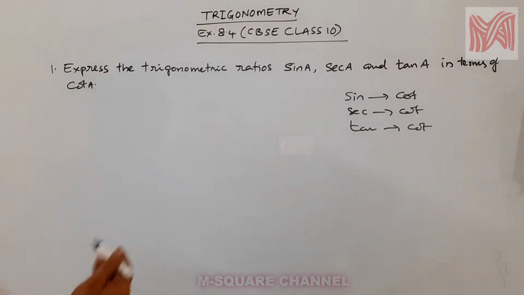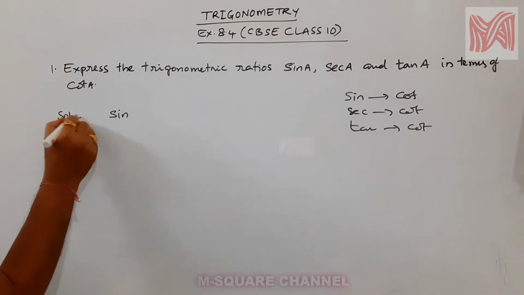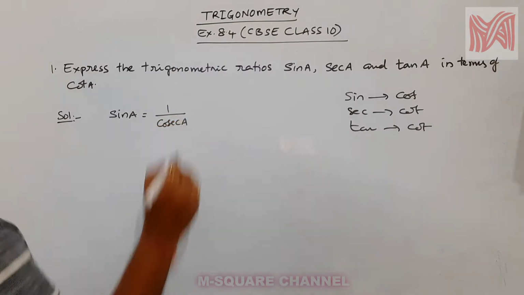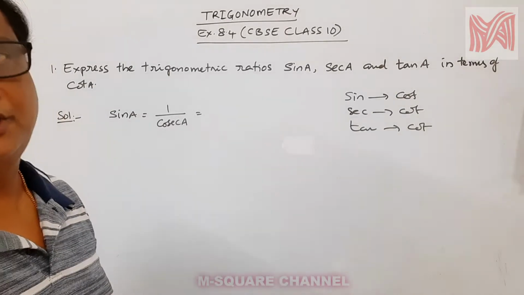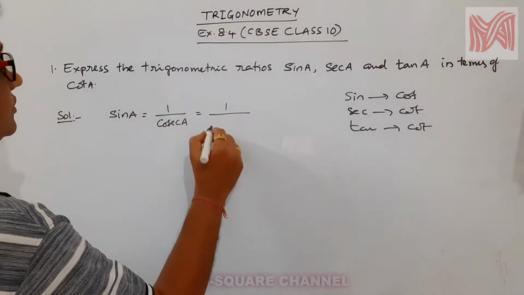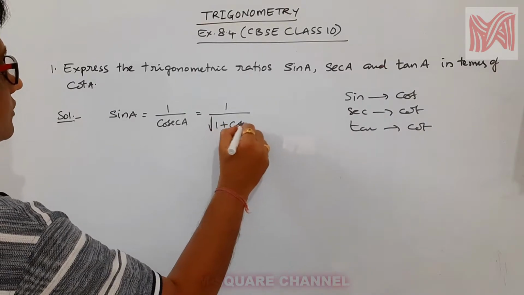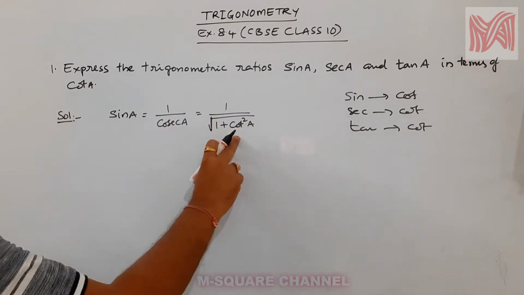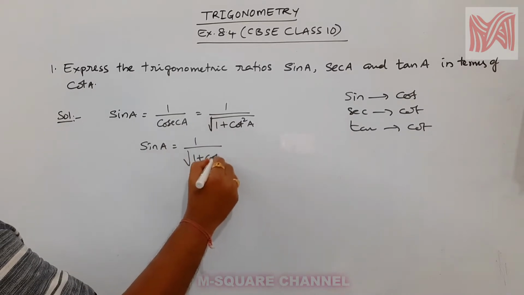Now, you see, sin A equal to 1 by cosecant A. Already we know that trigonometric identities. So cosecant A in terms of cot is root of 1 plus cot square A. So sin converts into cot, so sin A equal to 1 by root of 1 plus cot square A.